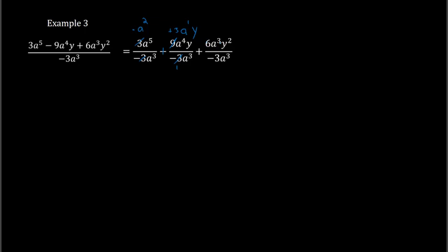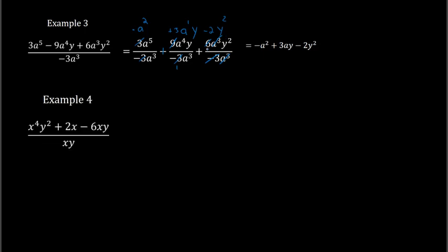And then over here, the third fraction, we have 6 divided by negative 3 would give me negative 2. And then the a's would divide out. Then I have the y squared right there. So what I'm left with is negative a squared plus 3ay minus 2y squared.